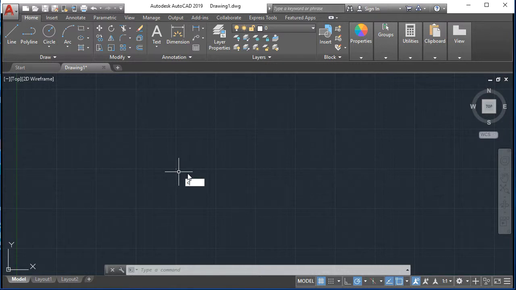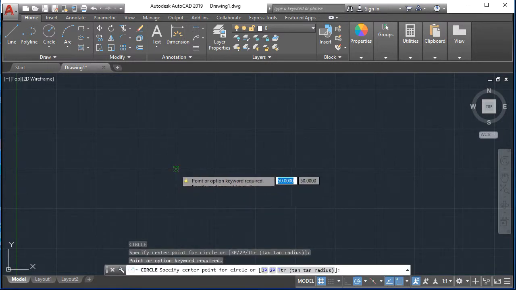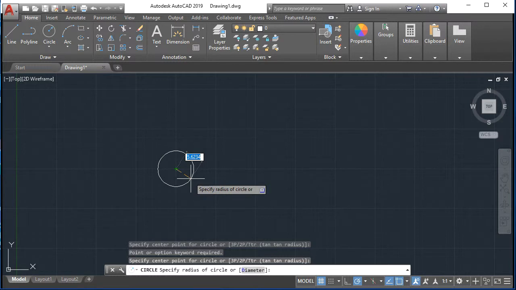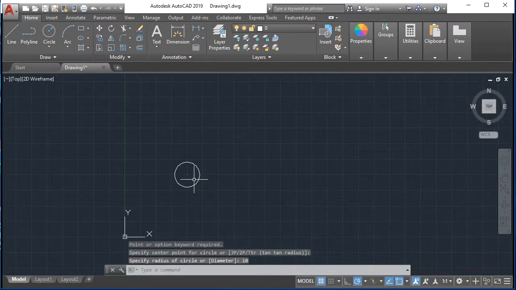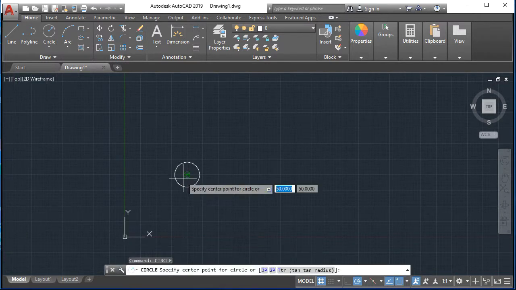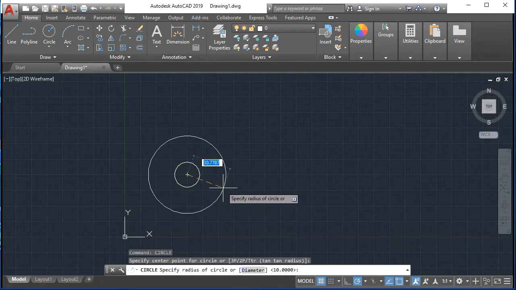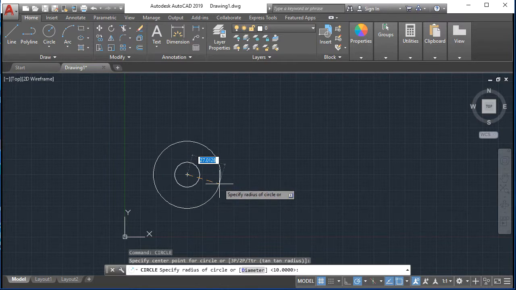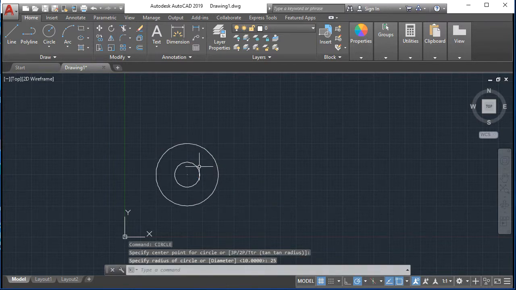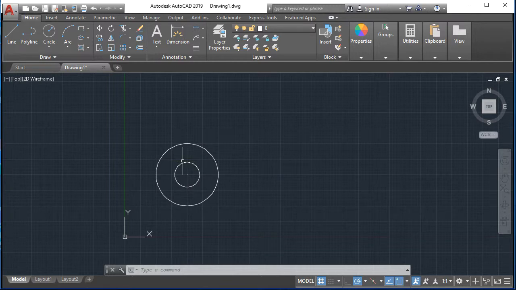So now I am taking the circle command. Enter from this 50, 50, with a radius of 10. Again I am taking circle with the same base point with a radius of 25. So I have drawn the two circles, and again I am going to draw three more circles with the same base point.